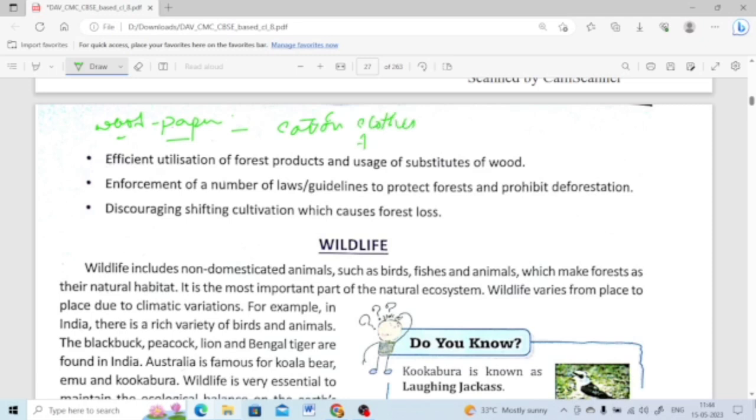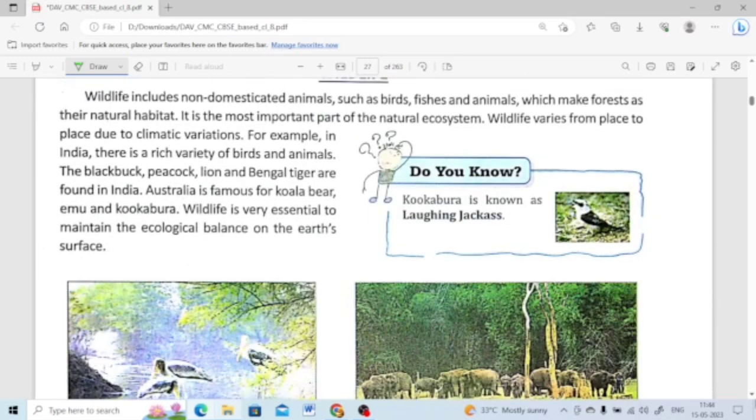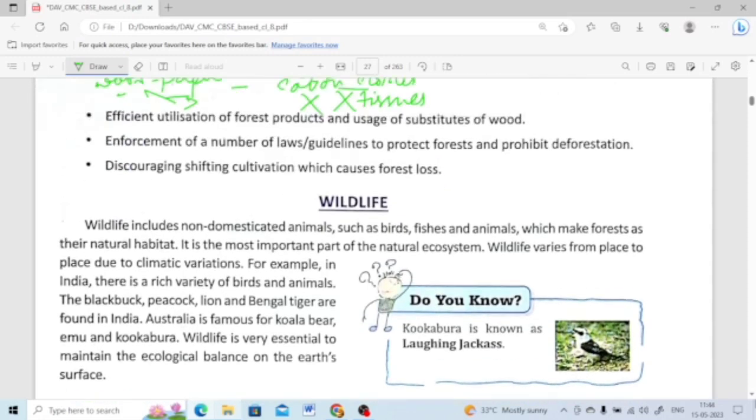Instead of using tissues, which come from trees only, instead of using more and more tissues we can use cotton clothes which can be washed and reused, so it would be more sustainable. Enforcement of a number of law guidelines to protest rampant cutting of forests and prohibit deforestation, discouraging shifting cultivation which causes forest loss. Let us come to wildlife.